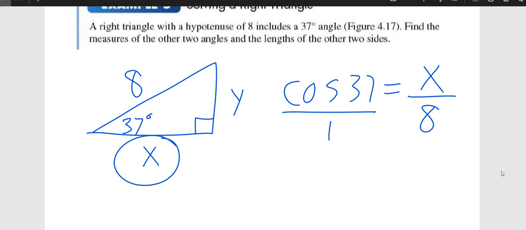Okay, so what did we come up with? 8 cosine 37. What did we get? Approximately 6.389. Something like that.